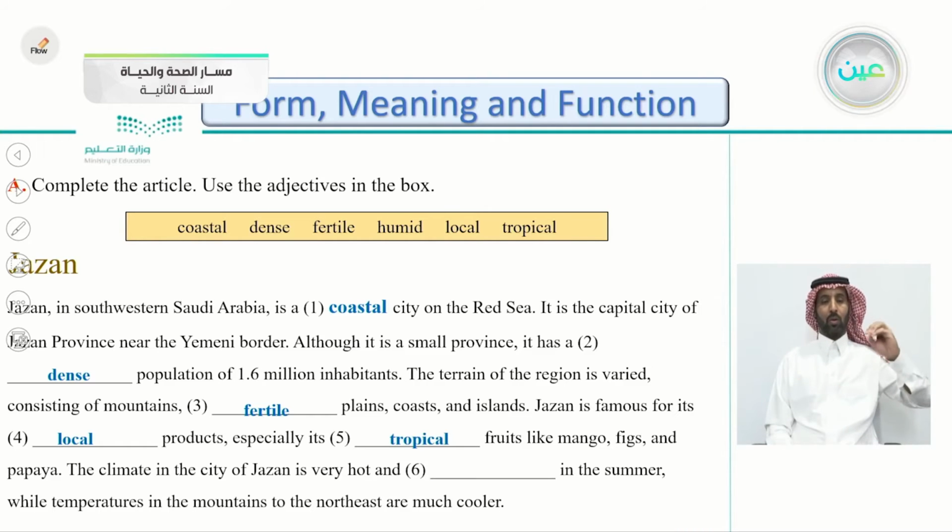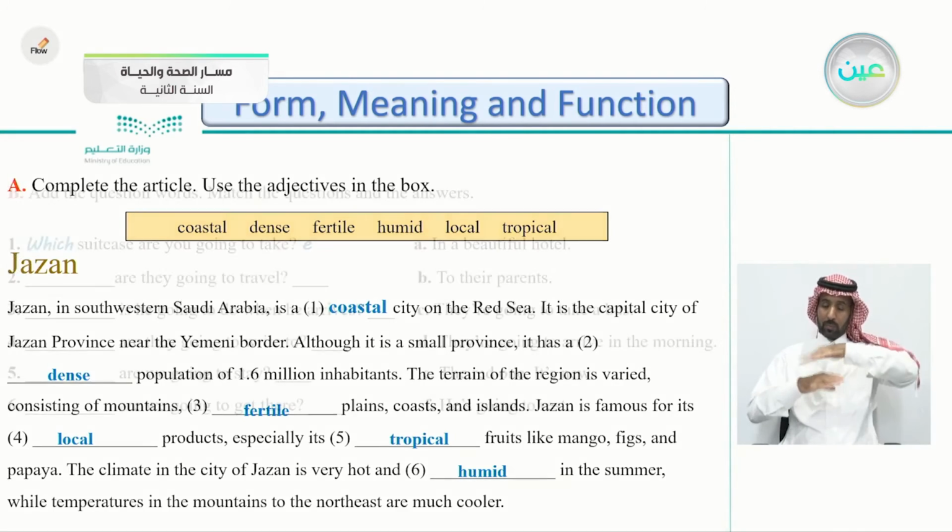The climate in the city of Jazan is very hot in the summer, while temperatures in the mountains to the northern east are much cooler. So if you know the climate of Jazan, you know that in summer it's very hot and yes, excellent, and humid. Too much humidity there in the summer. While temperatures in the mountains to the northern east are much cooler.